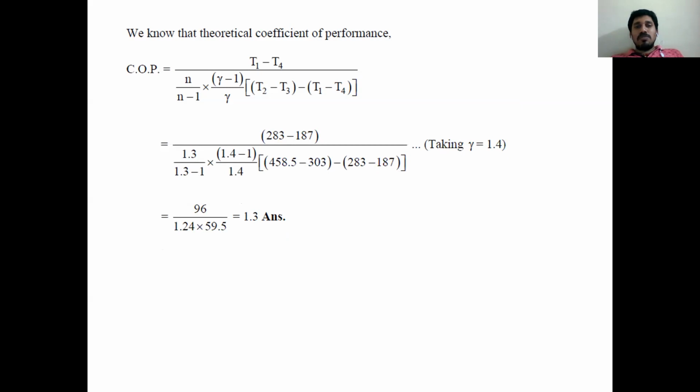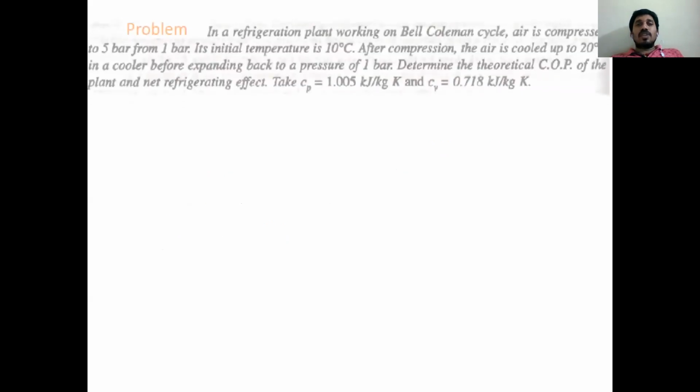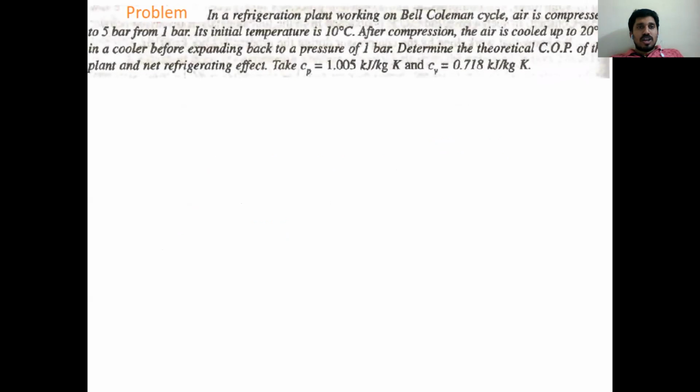We'll go for another problem for the reversed Brayton cycle. I hope it is visible. I have copied it from the soft copy of a textbook. In a refrigeration plant working on the Bell-Coleman cycle, nothing but the reversed Brayton cycle, air is compressed to 5 bar from 1 bar. Two pressure limits were given. Highest pressure is 5 bar, lowest pressure is 1 bar. Its initial temperature, before compression, is 10 degrees Celsius.